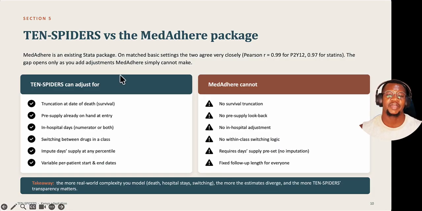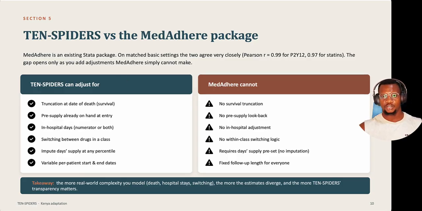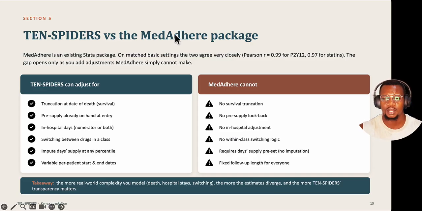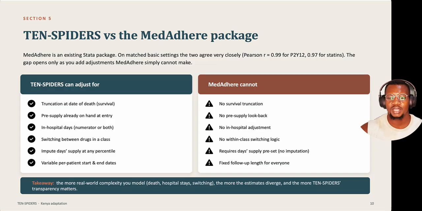So there's an existing package, and that's why I said they were comparing the Ten Spiders framework versus the Medavia package. On much more basic settings, the two agree. You can see the Pearson correlation: Pearson R of 0.99 for P2Y12 inhibitors and 0.97 for statins, if I were to round off. So the gap opens only as you add adjustments.